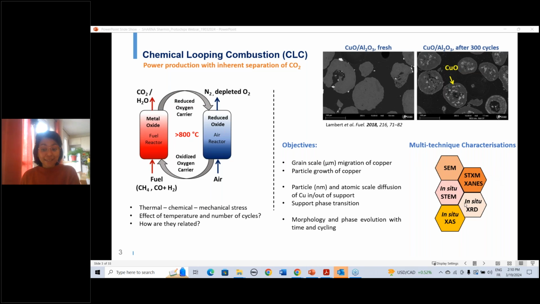So we used scanning transmission electron microscopy, X-ray microscopy, as well as in situ X-ray absorption spectroscopy and XRD. Today I will focus on two different techniques. One is the X-ray microscopy to understand the grain scale migration, and the other one is scanning transmission electron microscopy.